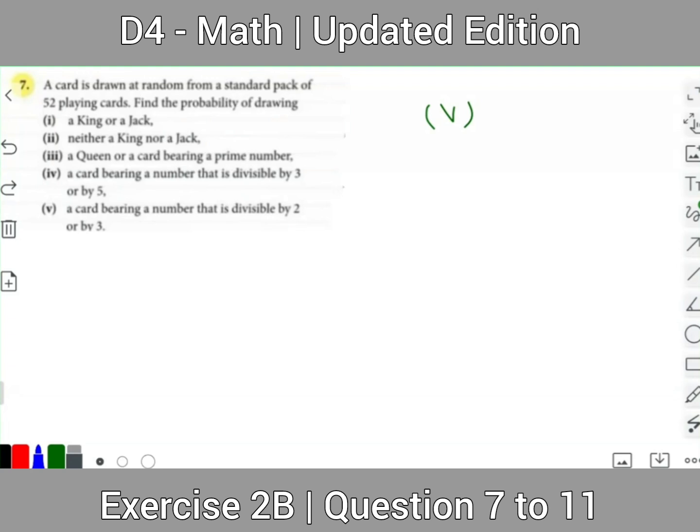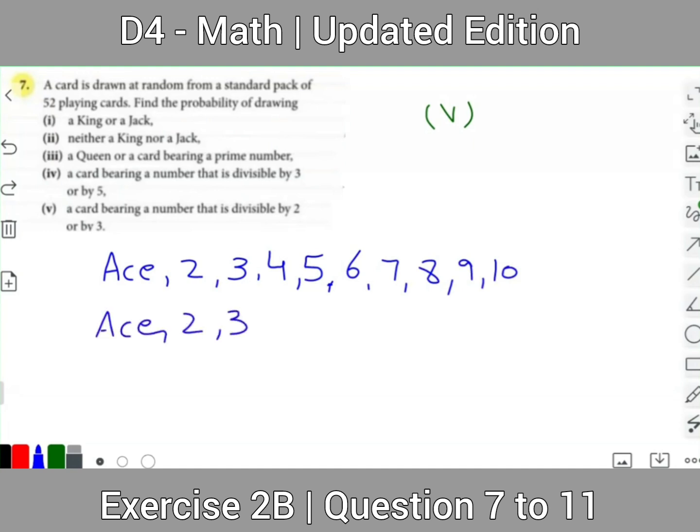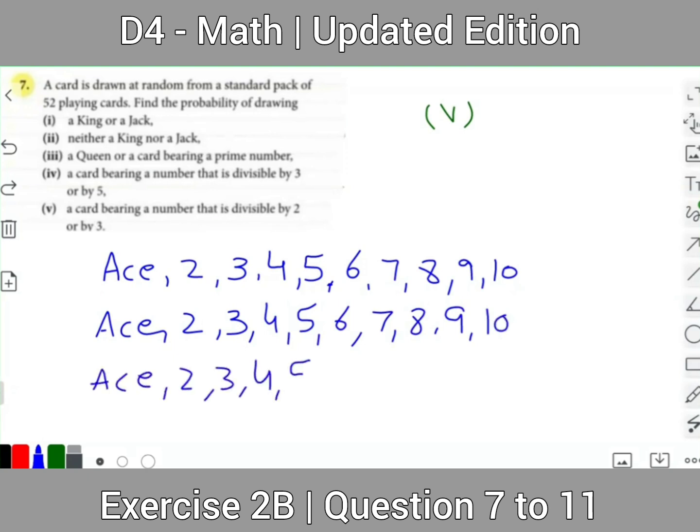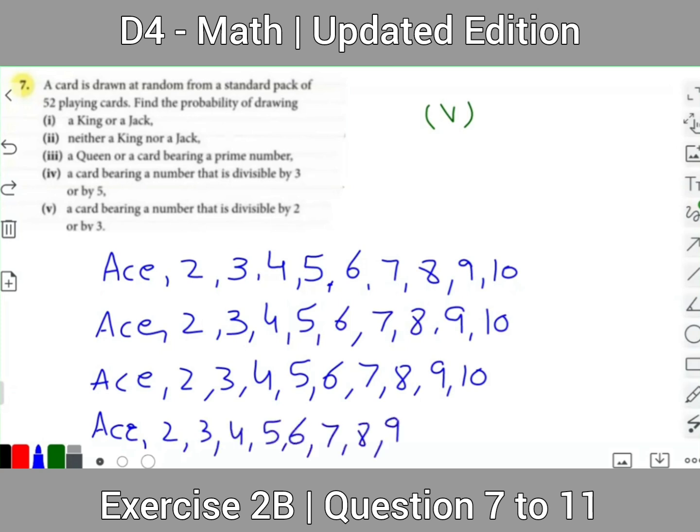So for this, first we will write down the numbers that we have in the 4 suits, and those are A, 2, 3, 4, 5, 6, 7, 8, 9, and 10. Similarly, again for each of the other suits.